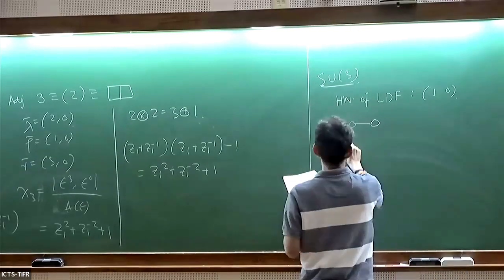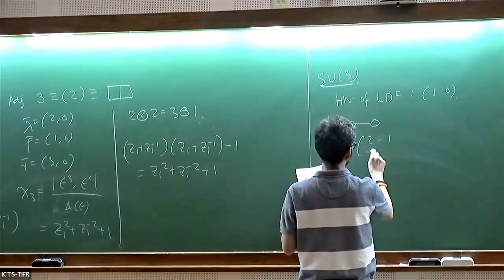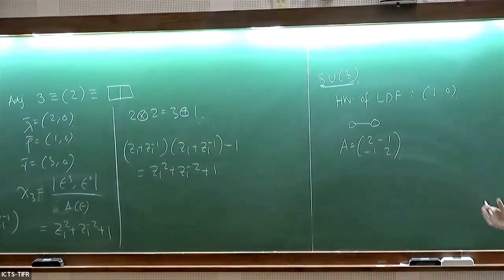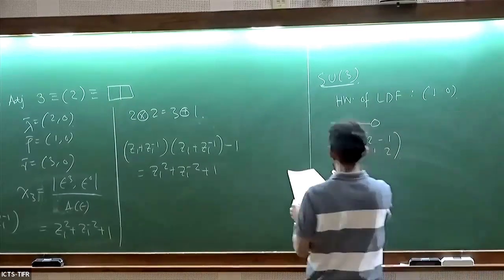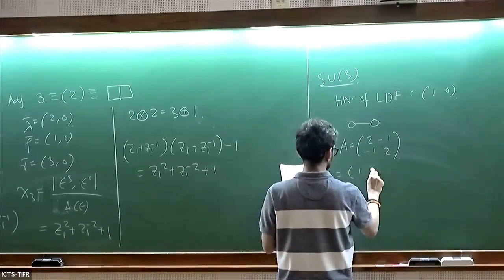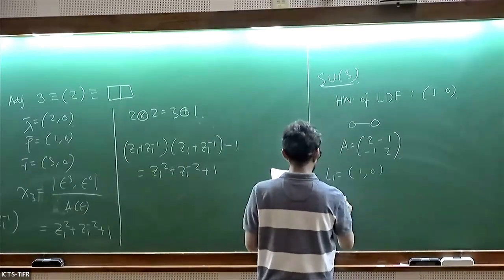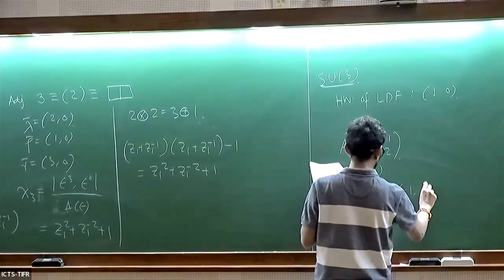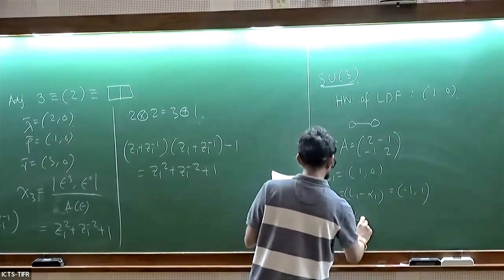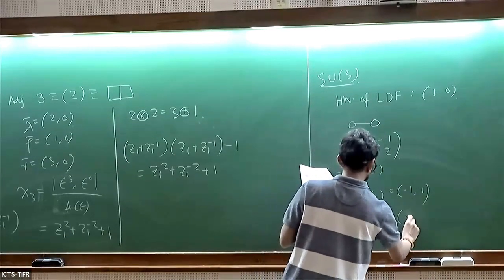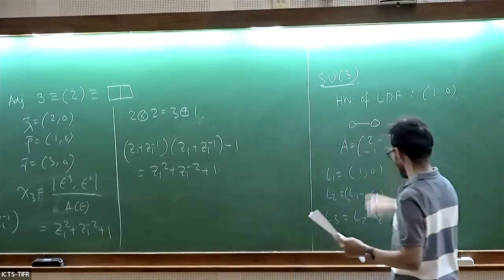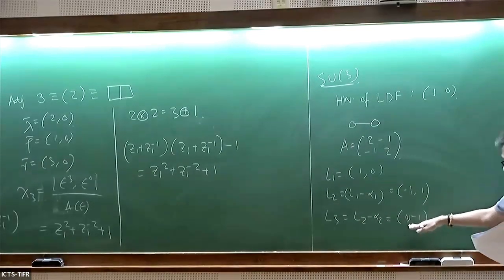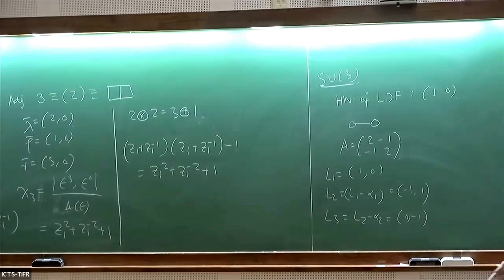And then what is my Cartan matrix? 2, -1, -1, 2. Right? That's my Cartan matrix. So my L1 is (1, 0). L2 is L1 minus alpha 1, which is (-1, 1). L3 is L2 minus alpha 2, which is (0, -1). Right? As I told you, that will stop exactly when the last element is -1 for the SUN.